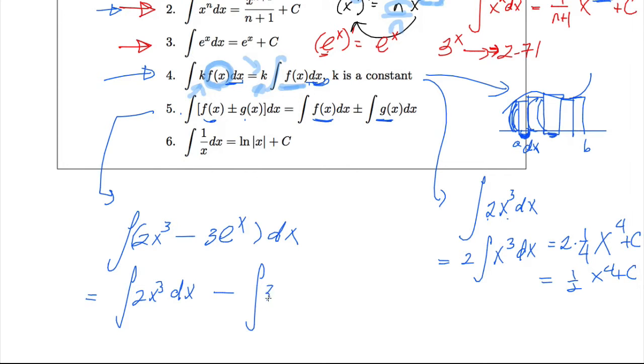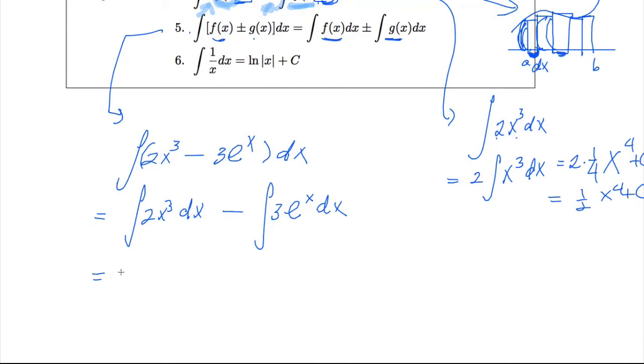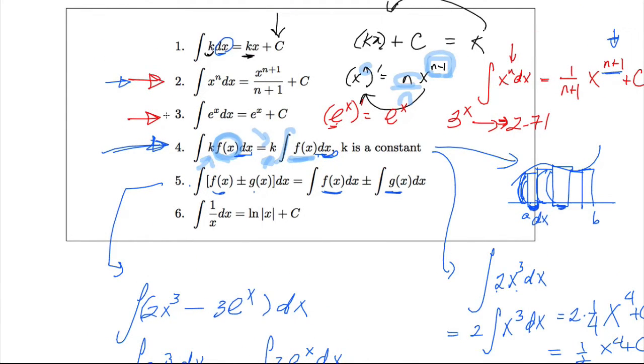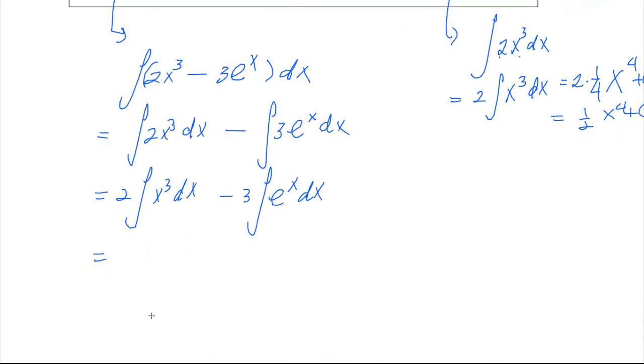We can separate it like that. Furthermore, we can take out the 2 and the 3, because we can go back to using property 4 now. Then we use properties 2 and 3, because this is a power. So what is this? 2 times 1 over 4 x to the power of 4, then negative 3 e to the x.